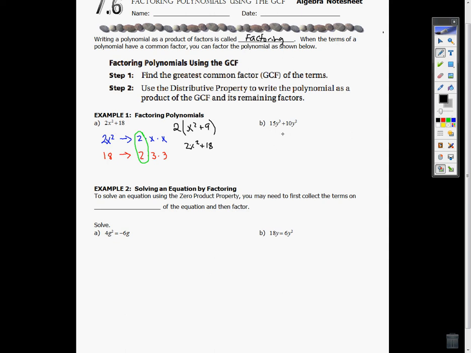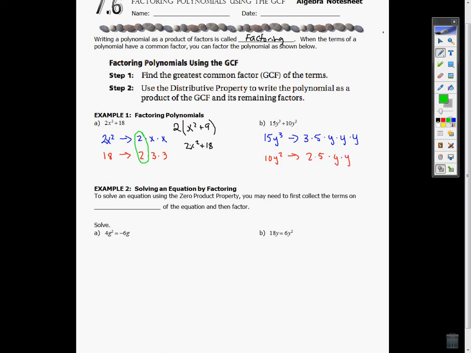So let's try and do that again with this next example. I'm going to take a look at 15y cubed. 15y cubed has factors, 15 has factors 3 and 5, so 3 times 5, and then it's going to be times y, times y, times y. Now let's look at the next one, 10y squared. Well, 10y squared is going to be, 10 is 2 times 5, and then times y times y.